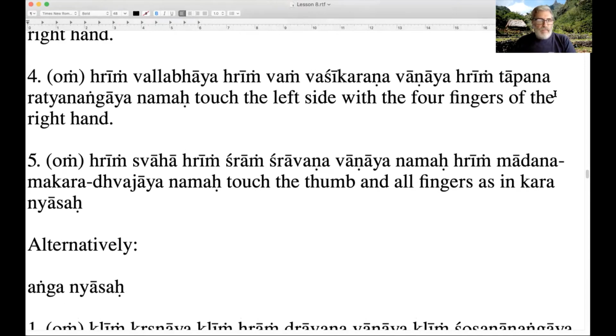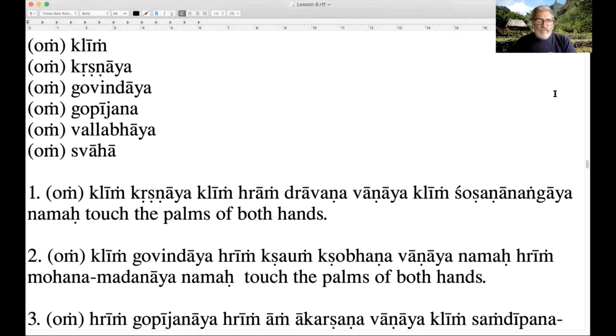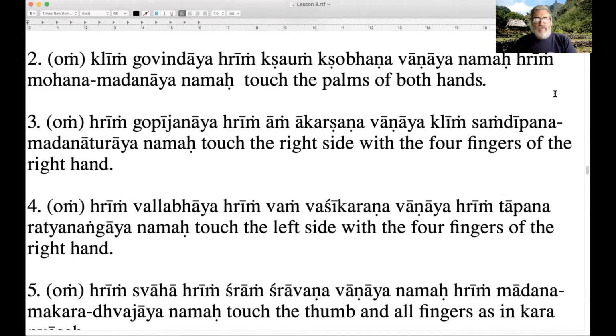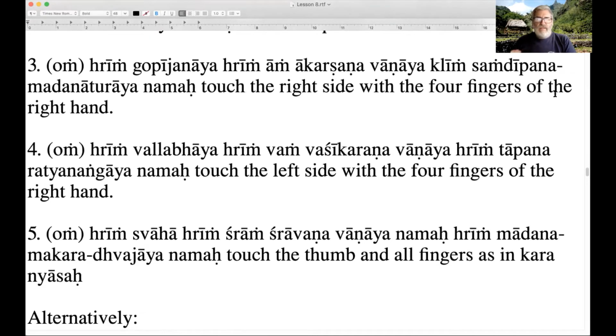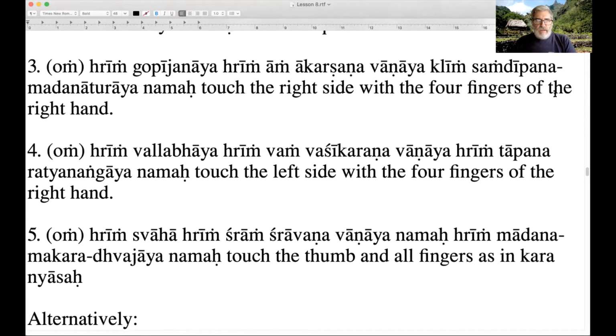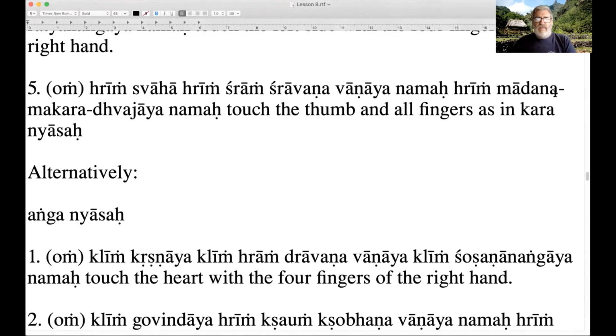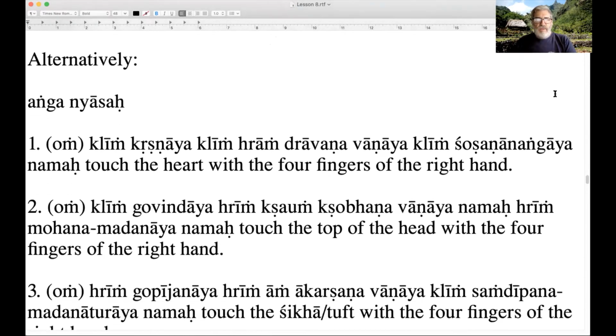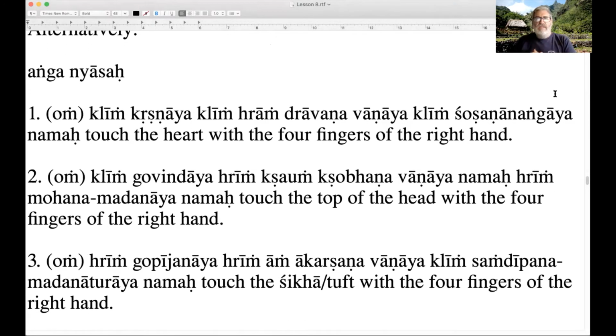Alternatively, the Anga Nyasa. So this was the Paranyasa which came first, but it involved also part of Anga Nyasa. So we first of all touch the palms, then touch the right and left sides of the body, and then touch the thumb to all the fingers, right? And then alternatively, we have an Anga Nyasa, and here's what the Anga Nyasa would look like. Again, using the 5 Vanas and the 5 Anangas.